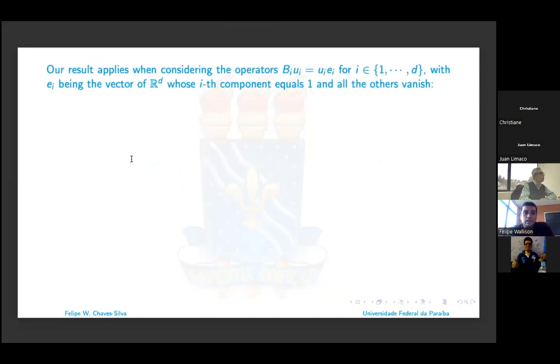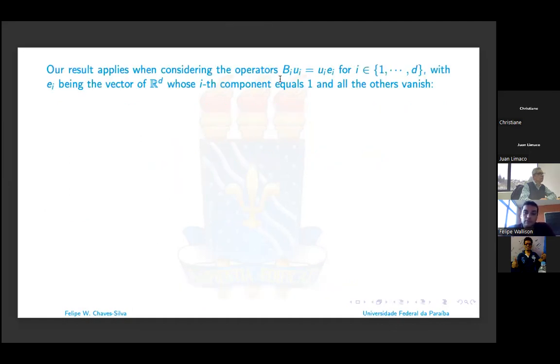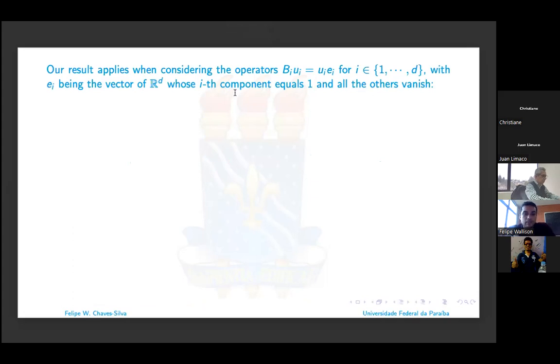Here I already did some generalization in the sense that I wrote the result for B1 and B2, but it can be easily generalized to a finite number of operators B1, B2, ..., Bn, okay? So I will do this here, assuming that the generalization is standard. Then here I have D operators, B1, B2, ..., Bd, which act on each one of these components, Bi equal to Ei, where Ei is the ith component, okay?